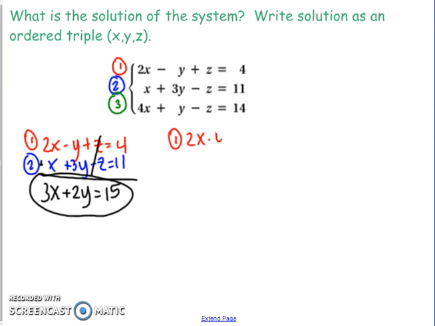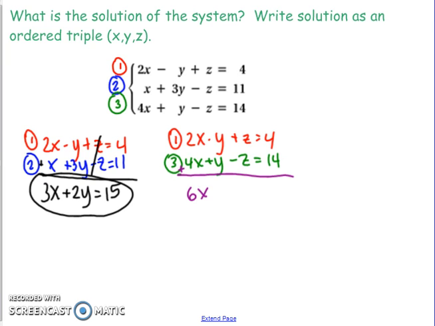So 2x minus y plus z equals 4. And I'm going to use that with the third equation. So 4x plus y minus z equals 14. So now I can add these together. So this is going to give me 6x. Here the y's are going to cancel out, and the z's are going to cancel out. So when I add this, I get 18. And now I can solve right away for x. And I get that x equals 3.